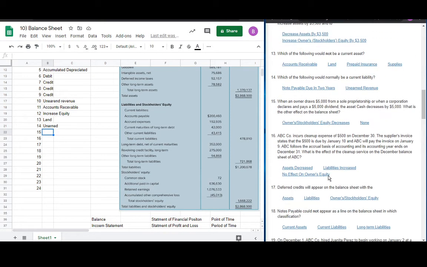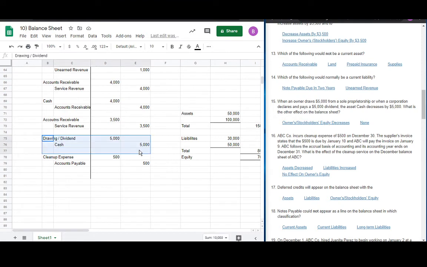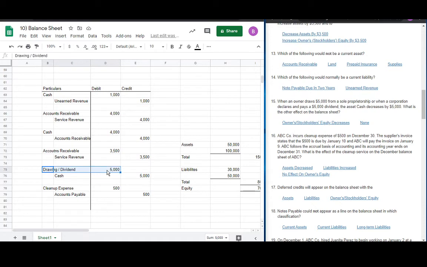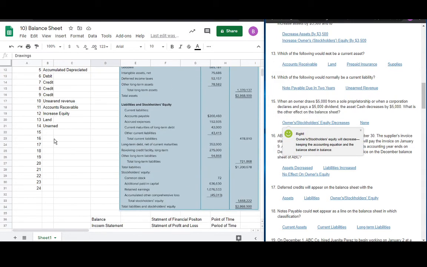Number 15, when an owner draws 5,000 from a sole proprietorship or when a corporation declares or pays a dividend. So this is the journal entry. Cash is going out, so we credit it, and the normal balance of a dividend is a debit. So what is the other effect on the balance sheet? It is not a contra equity account, but it decreases the equity account. So this is the answer.